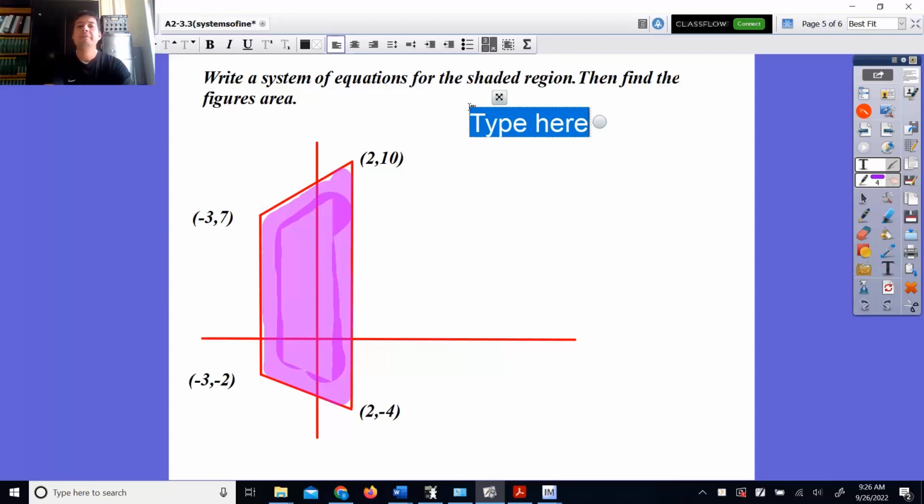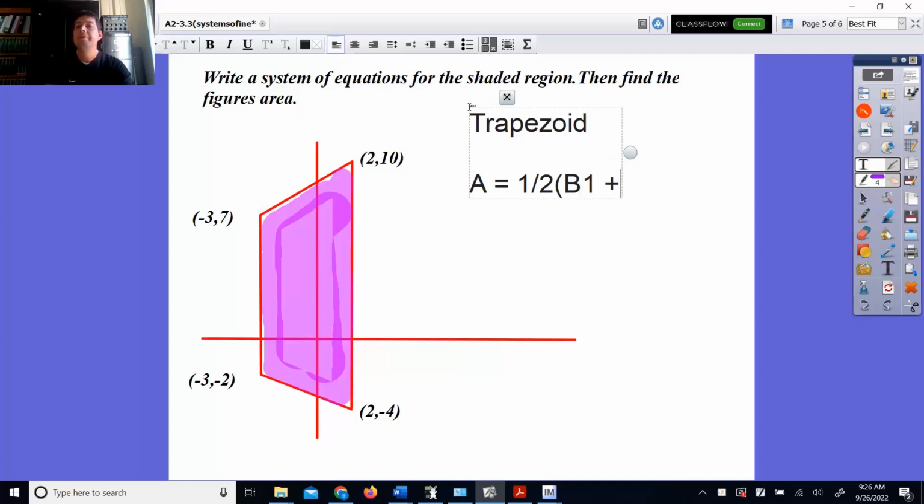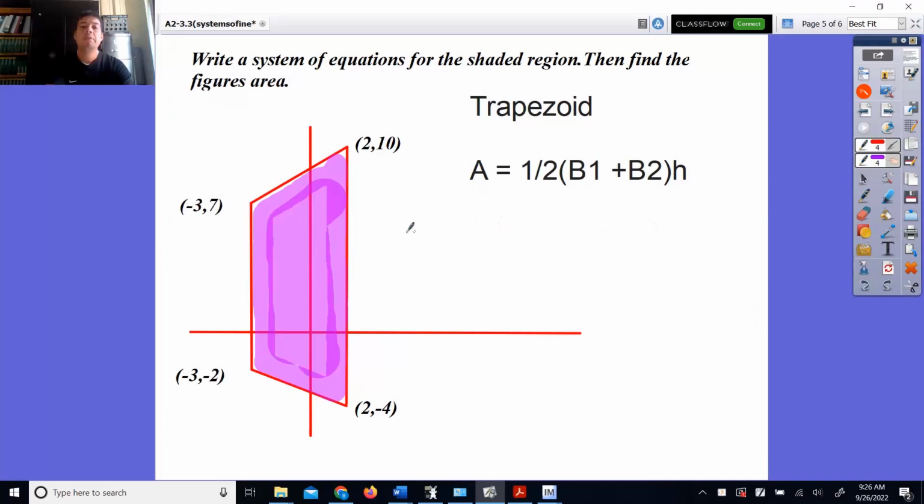What is this thing? Trapezoid. Area is 1/2 (B1 plus B2) times height. Straight out of geometry, kids. Where do you get base 1 and base 2? The parallel sides.